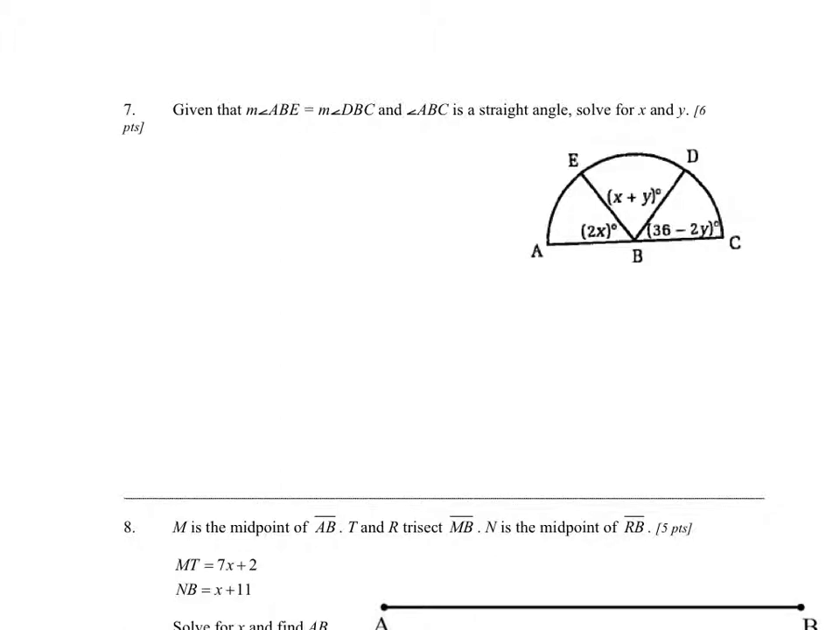All right, number 7. Given that the measure of angle ABE equals the measure of angle DBC, and that ABC is a straight angle, solve for x and y. Okay, so we have 2 pieces of given information here. We have this piece of given information, and we have this piece of given information. And we also see that we have 2 variables, x and y, and that should be a hint to us that we need a system of equations. So we're going to write a system of equations from our given information.